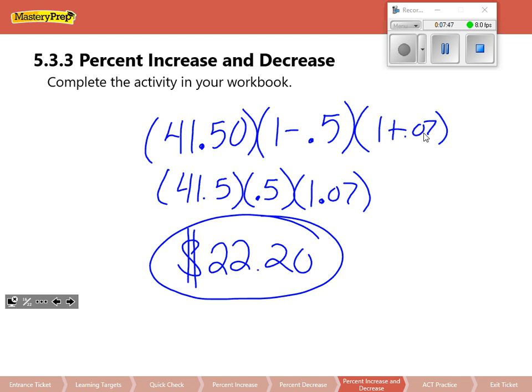Questions on this here? Any questions on this here, percent increase and decrease? Are we good with this here? Yes? If you wanted to work the other one, the next one, number 3, the correct answer is C. The correct answer would be C.